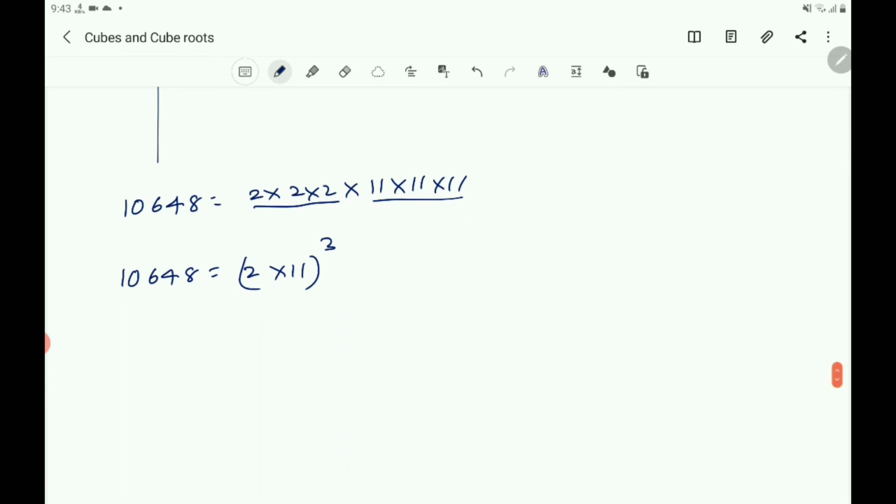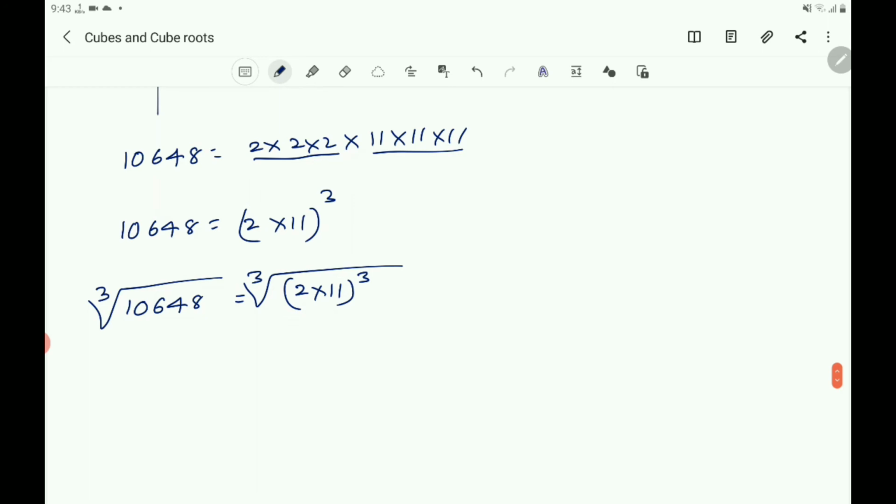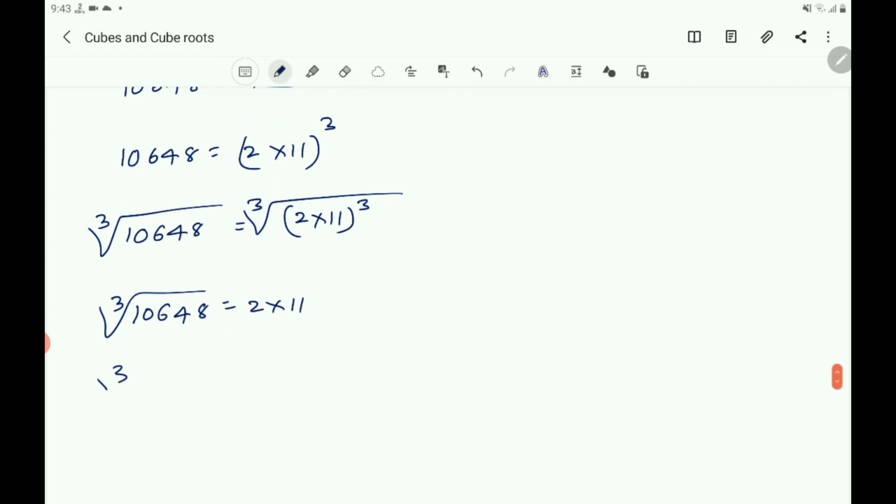That equals, take the cube root on both the sides. Cube root of 10,648 equals cube root of 2 into 11 whole cube. And here cube and cube root cancel. You will get cube root of 10,648 equals 2 into 11. So cube root of 10,648 equals 2 into 11 is 22.